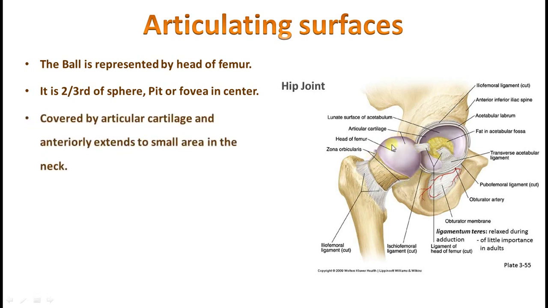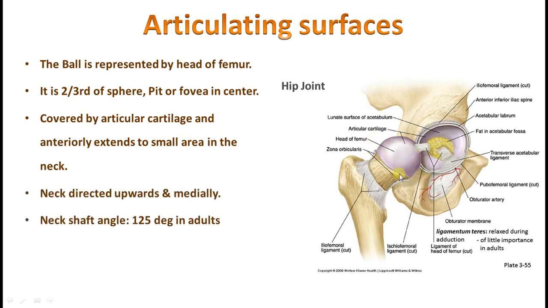The whole of the head is covered by articular cartilage. The articular cartilage also extends to an area in the neck, and the cartilage is thick at the center and thin at the periphery. The neck of the femur is directed forwards, upwards, and medially.